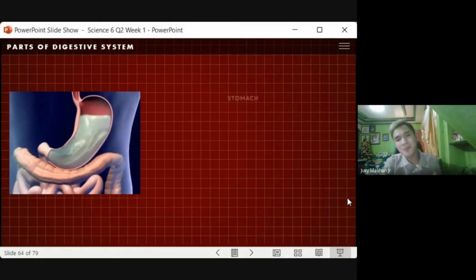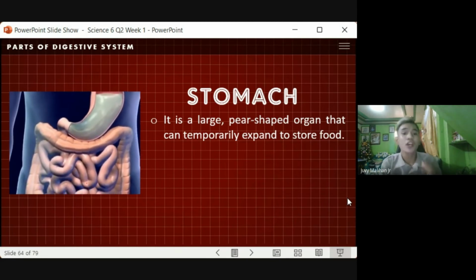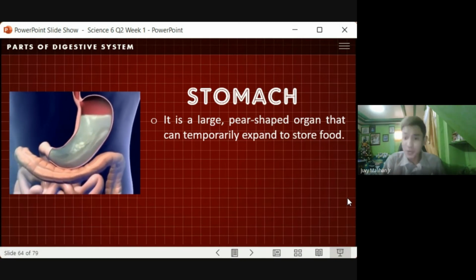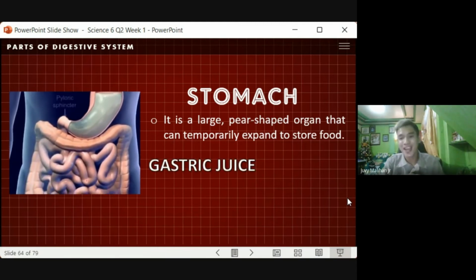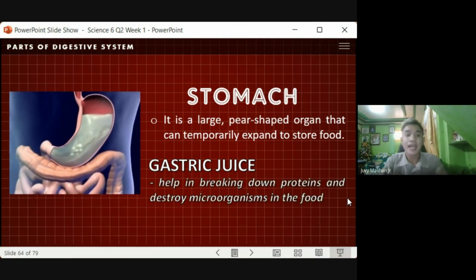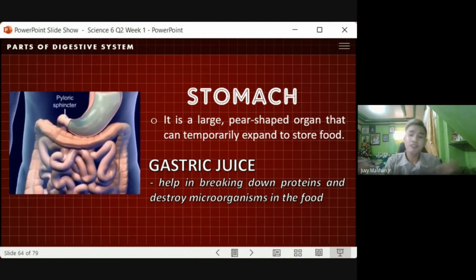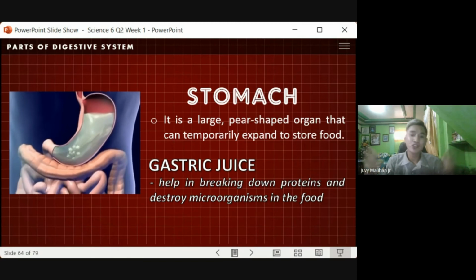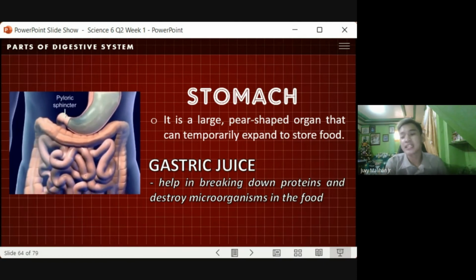Now, the stomach, class, is a large pear-shaped organ that can temporarily expand to store the food. In other words, the stomach is a muscular pouch made of muscles that secretes gastric juice. These gastric juices help in breaking down proteins and destroy microorganisms in the food. Again, in the stomach, the food is broken down into smaller pieces with the help of gastric juices, which split up the proteins and the fats.